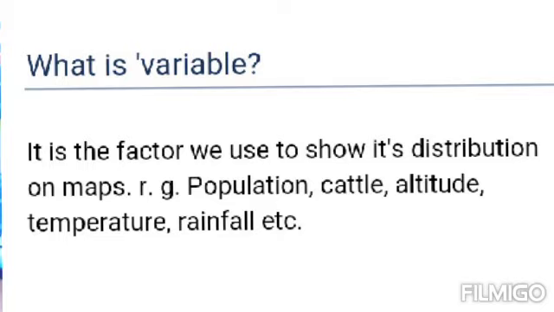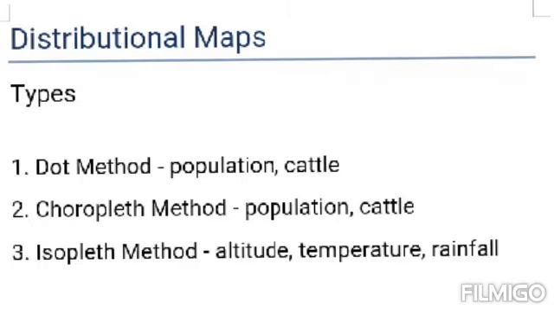Now I have to clarify one word, that is variable. What is meant by variables? Variable means population, cattle, altitude, temperature, rainfall of a particular region. And to show the distribution of these variables of a particular region on a map, we have three types of distributional maps. So what is the first type? That is the dot method. Second type, choropleth method. Third type, isopleth method.